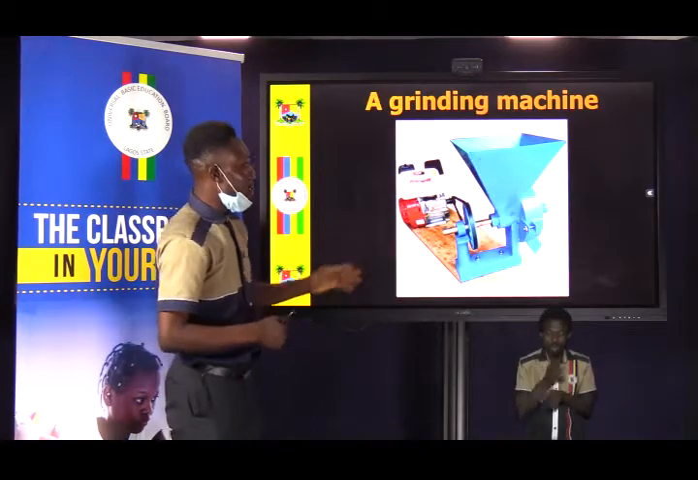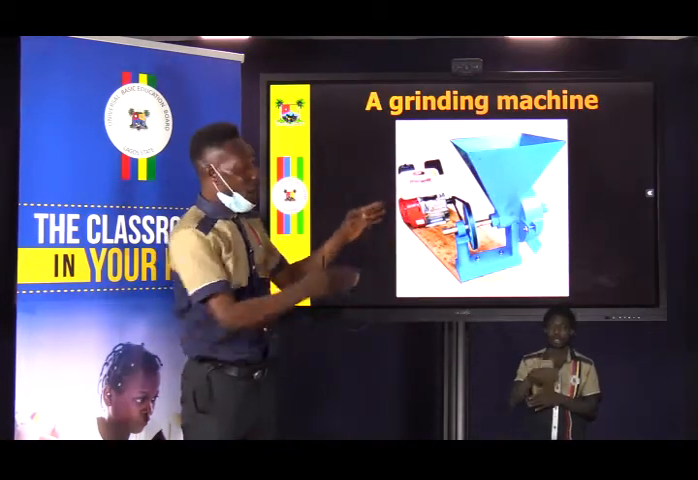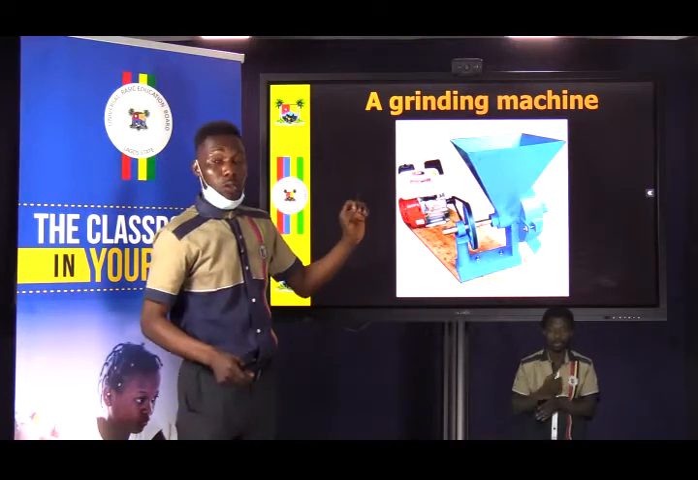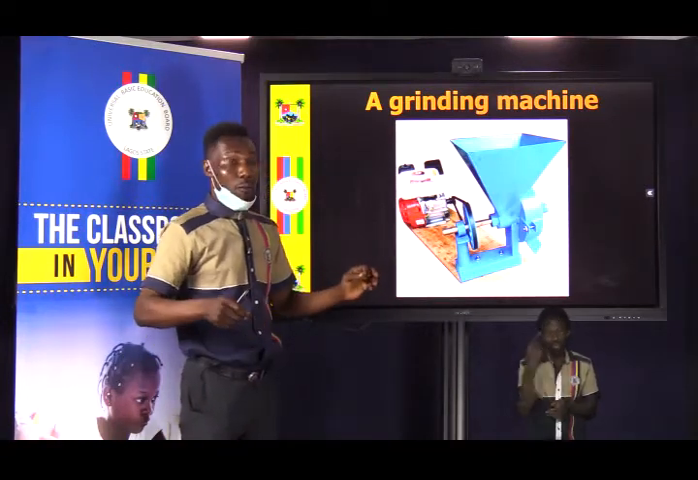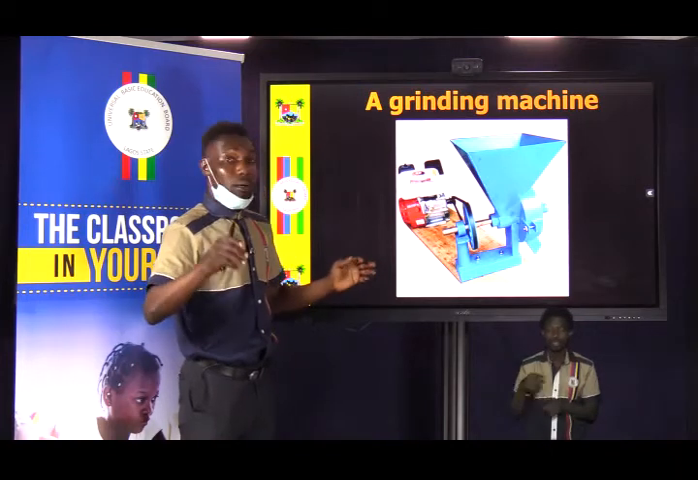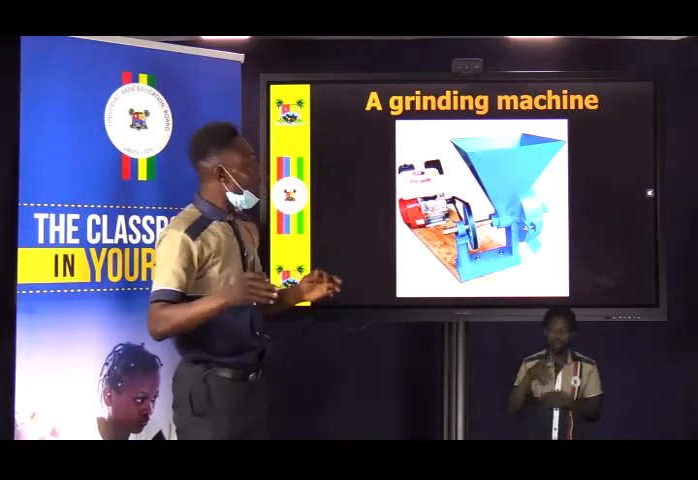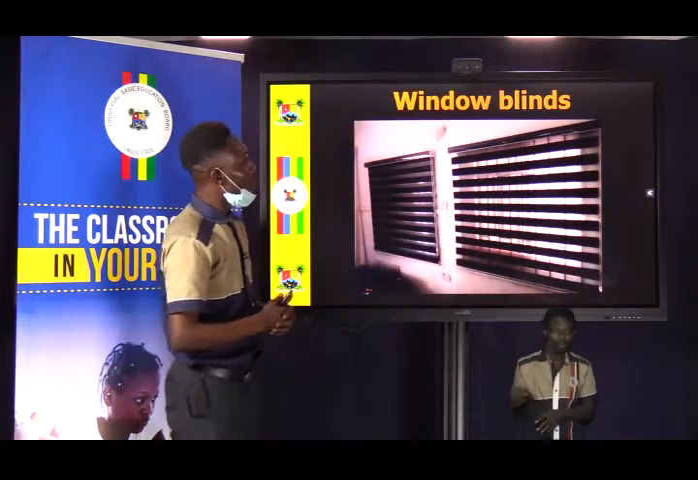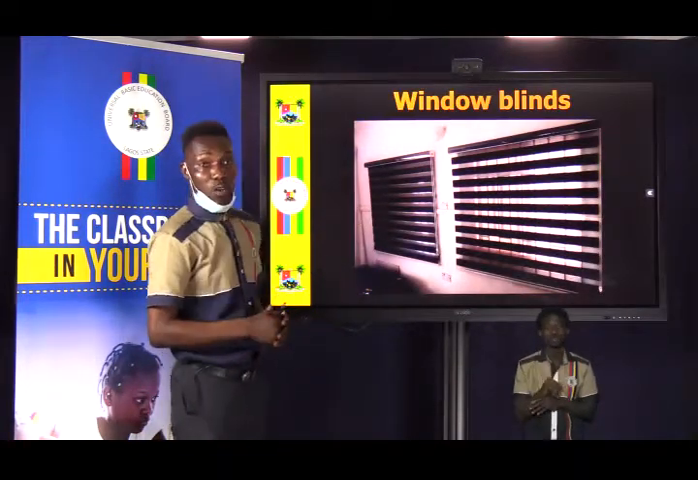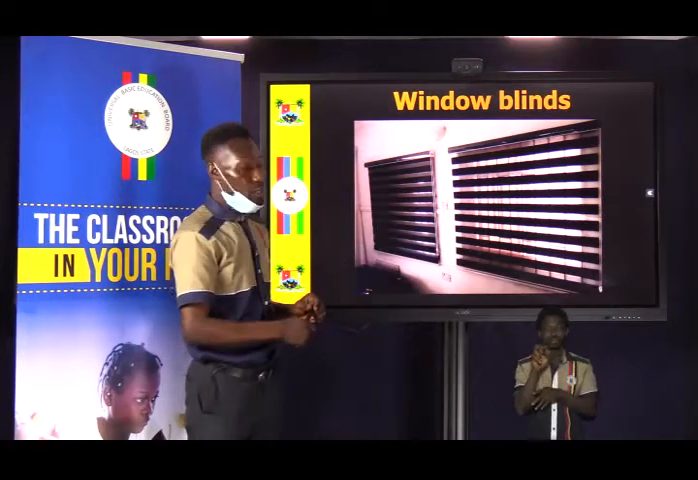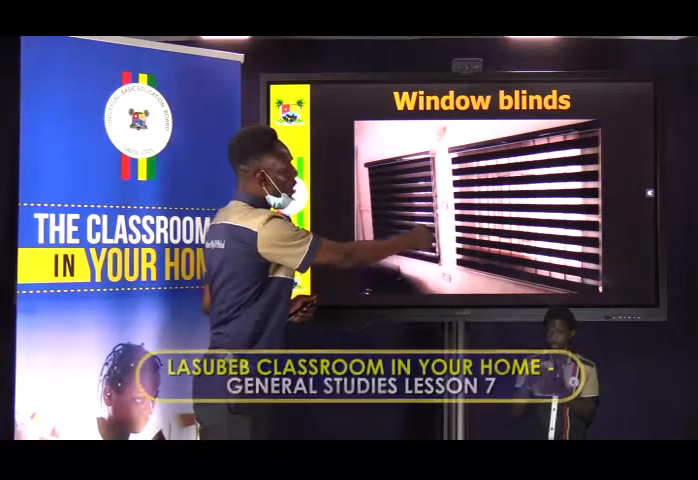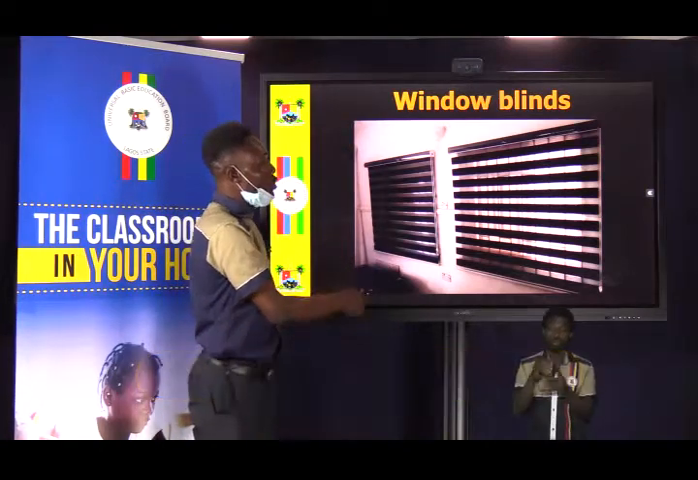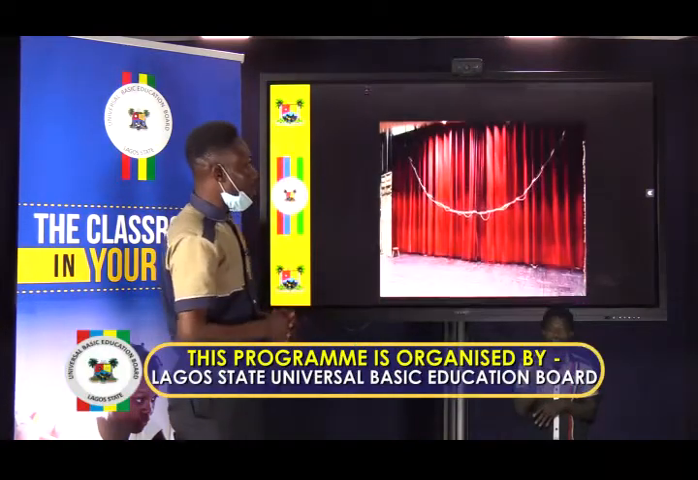Next one is a grinding machine. That's another example where a pulley is applied. Don't forget, it's not only for lifting heavy objects, but also for running a machine. That's another function. Next one is window blinds. I know some of you have seen this in different offices. A pulley is also applied when you draw it, the curtain will open, and you can also use it to close the curtain.